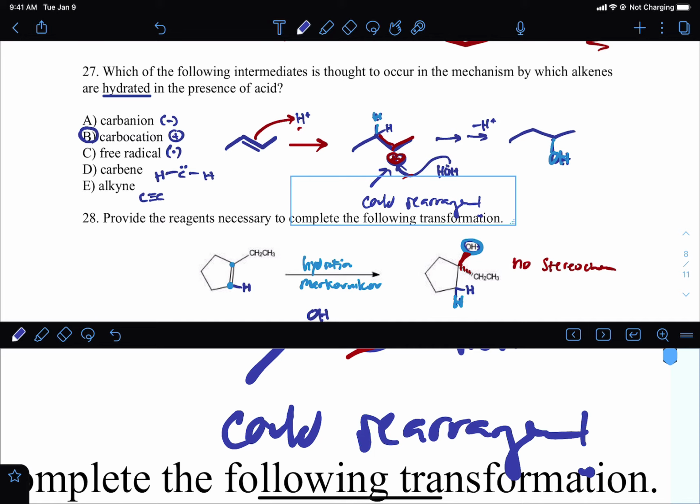In that case, use acid and water. If it can rearrange, but you don't want that rearrangement to happen, then you have to use oxymercuration, demercuration. If no rearrangements will happen, then it doesn't matter which one you use. So in this case, let me show you why it doesn't really matter.